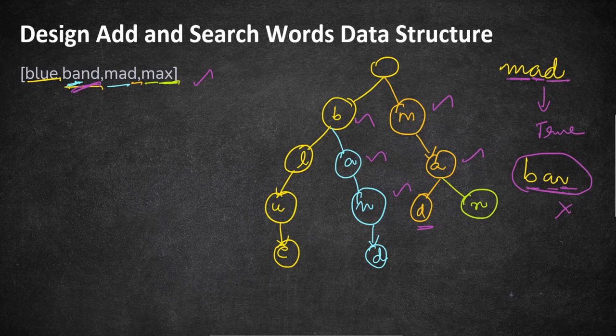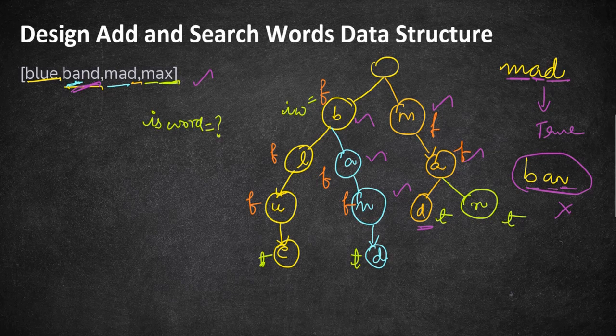So let's say we have the variable as is word or is end of word, however you want to. Let me write it in short form as IW. With every node, we are going to have a Boolean value that says whether it is a word or not. If it is a word, it is going to be true. If not, it is going to be false. Only the ends of words are going to have true. In the same way, D and X are going to have true. All other nodes in the data structure are going to have false.